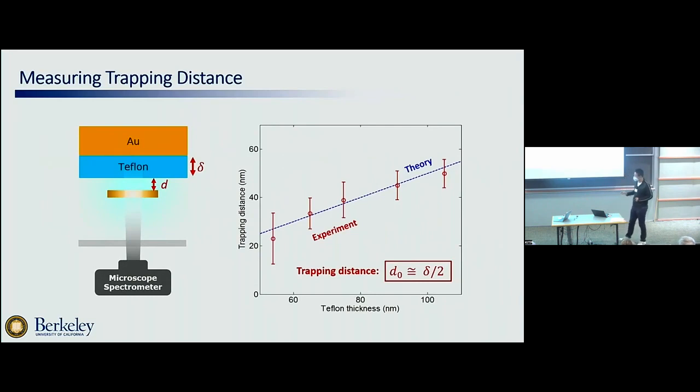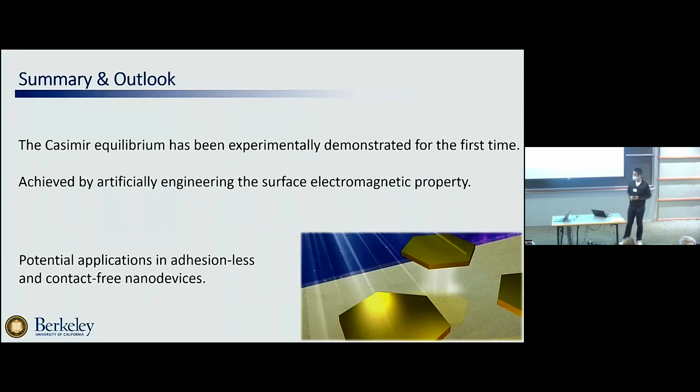And also, we did experiments with different Teflon thicknesses that result in different trapping distances, and we measured different trapping distances that agree with the theory prediction. To summarize the second part of the talk, we have demonstrated Casimir equilibrium, or trapping, for the first time, and hopefully this can be used in contact-free nano devices in the future.